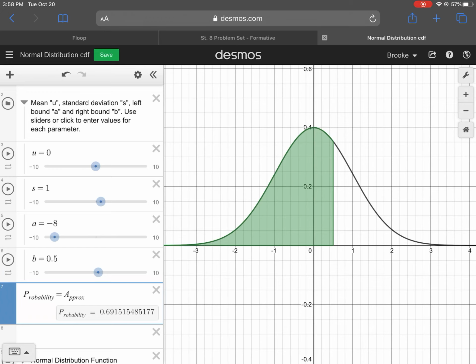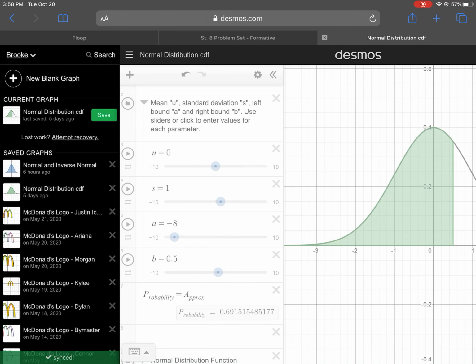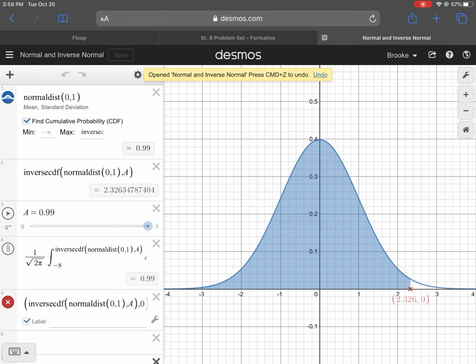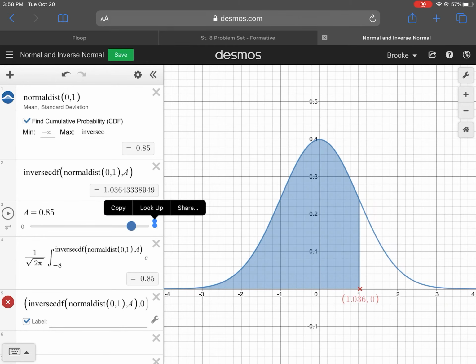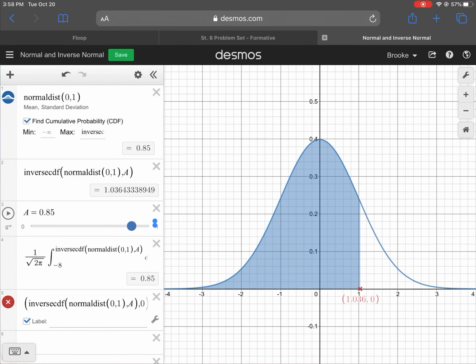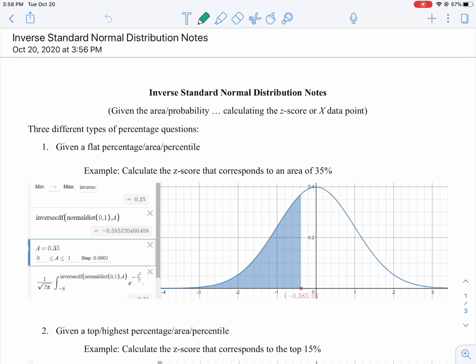So this brings about a new Desmos calculator. On Unified Classroom, there is a new link to a new Desmos calculator like this one. It's a blue graph, and this is where we will be able to change the area. You can see it right here where it says A equals. We're going to change that area to find new z-scores. But before we get into that, let's look at the different types of things that you're going to see.